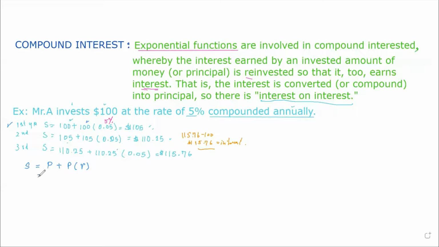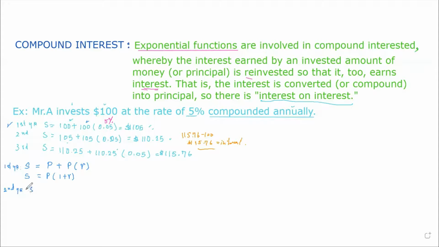From this one you can see we can take out a common factor, P, right? You take P out as the common factor, so it becomes P(1 plus R). That is the formula for the first year, correct? This is the first year.